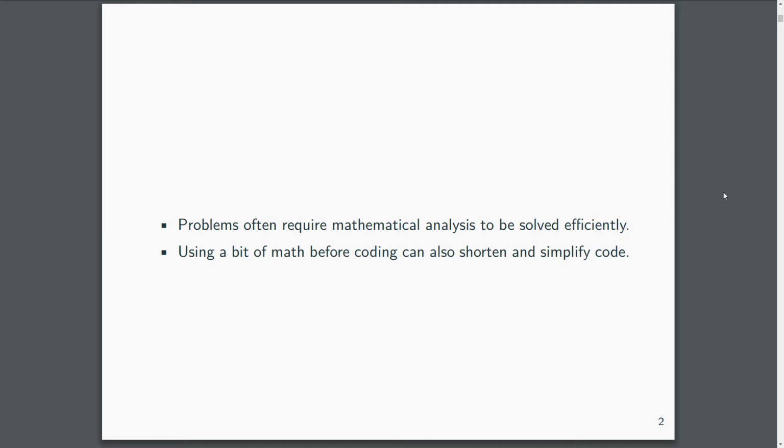And sometimes even we can simplify our code just by using a bit of math. We can, for example, unwind some for loops, make them constant operations, so we can speed up our code.